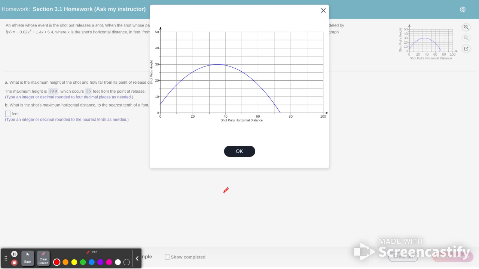what we just calculated a minute ago was how high it is going to go. Now, the way I'm reading it, it says, what is the shot put's horizontal distance that it's going to travel?